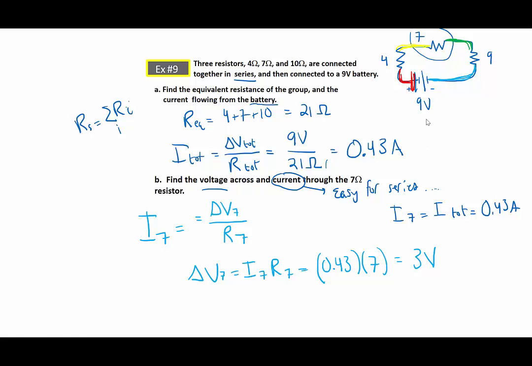in order to have that much current. And I could go back and do this for the 4 ohm and the 9 ohm, and you better bet that all those voltage potential differences would add up to the 9 volts of the battery.